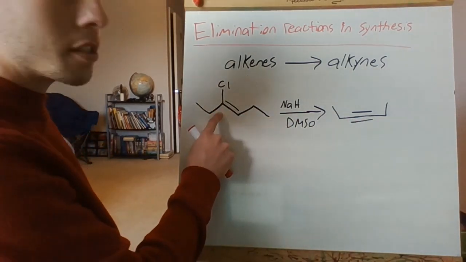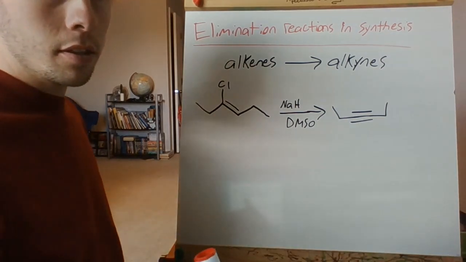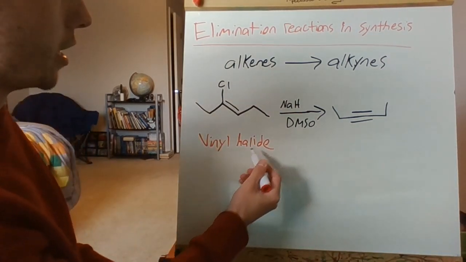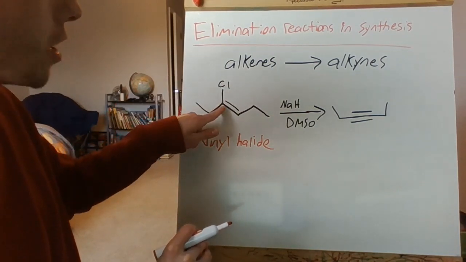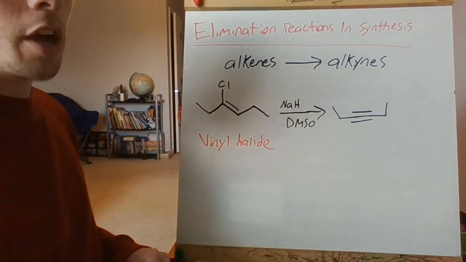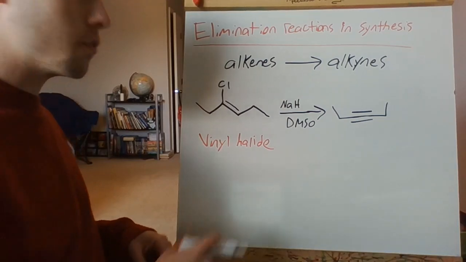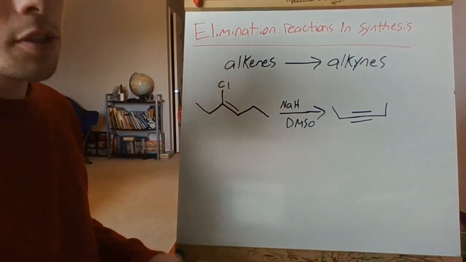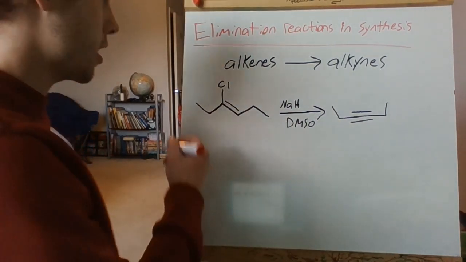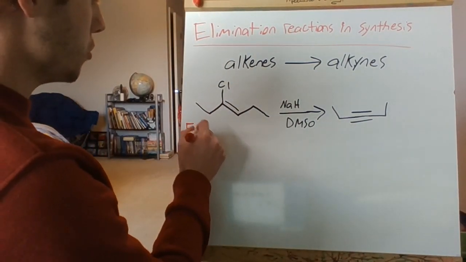And so we call this a vinyl halide. So vinyl halide. And this means that the halogen is attached directly to one of the carbons on the alkene. And so we can take vinyl halides and convert them to alkynes. So let's take a look at the mechanism. Like I said, this goes through an E2 reaction.